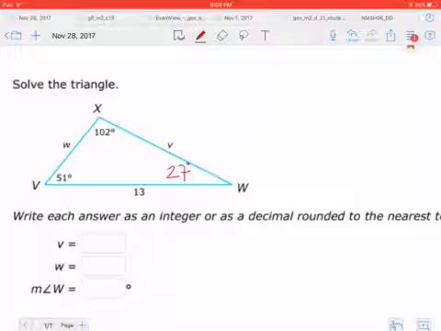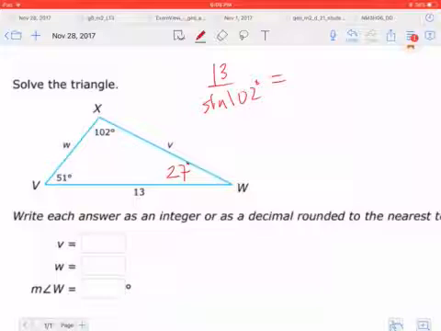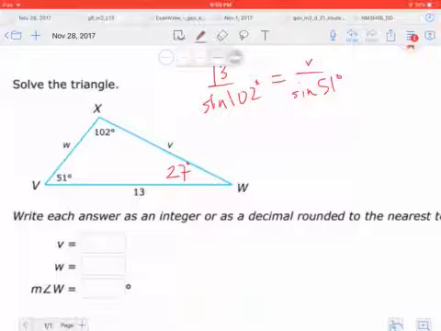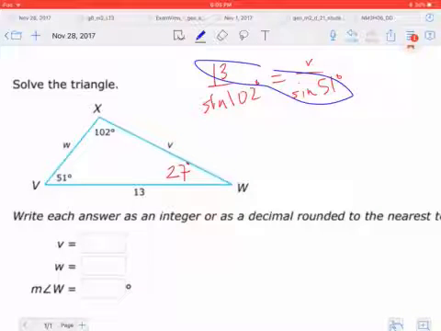Now, law of sines, we can go like side. You can use X, V, and W, or you could change them to A, B, and C, whatever you want to do. But I'm going to go side X over sine of angle X, which is 102, equals side V over sine of angle V, which is 51 degrees. So the only unknown is side V. So cross multiply, divide.